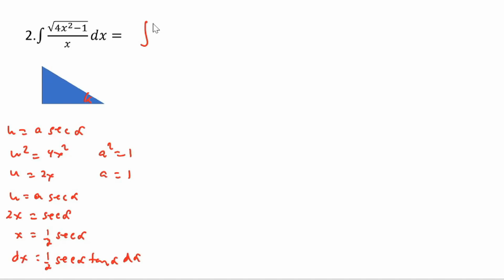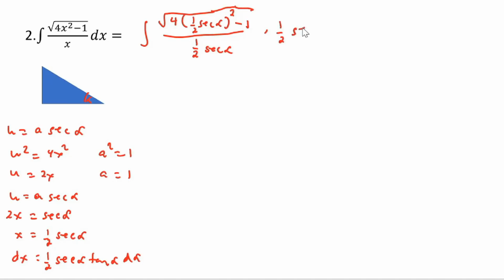So we can now write here the integral of the square root of 4 times x squared. The meaning of x is 1/2 times secant alpha, and then this will be squared from the given 4x squared, and then minus 1, and then all over the meaning of x, which is 1/2 of secant alpha, times the meaning of dx, which is 1/2 times secant alpha tangent alpha d alpha.